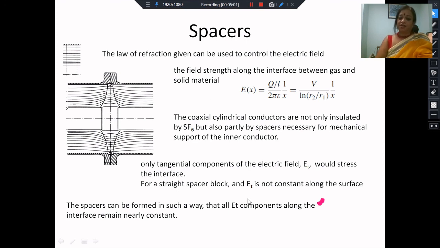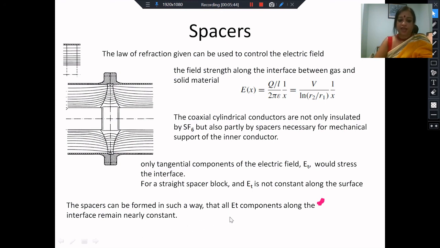So instead of using a straight spacer block, we can use a curved surface. The spacer block can be designed to have a curved surface. The result is such that, due to the laws of refraction, the equipotentials do not enter into the spacer normal to the surface. They are refracted, they are kind of bent, and you design the bending in such a way that the tangential electric field along the surface of the spacer is constant.